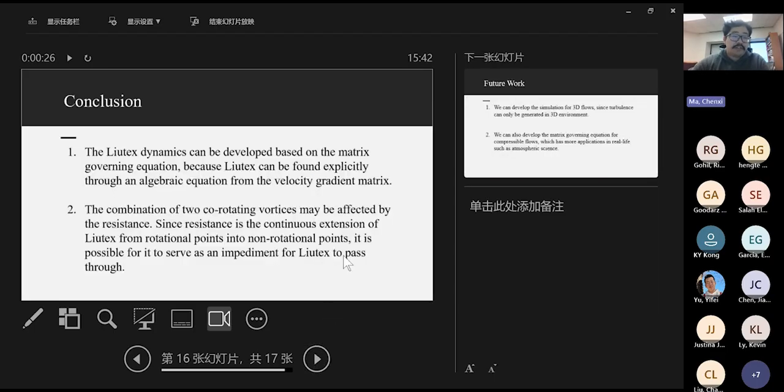So my conclusion is that Liutex dynamics can be developed based on the matrix governing equation, because Liutex can be found explicitly through an algebraic equation from the velocity gradient matrix. And this combination of two co-rotating vortices may be affected by this resistance, since resistance is the continuous extension of Liutex from the rotational point into the non-rotational point. It is possible for it to serve as an impediment for Liutex to pass through.